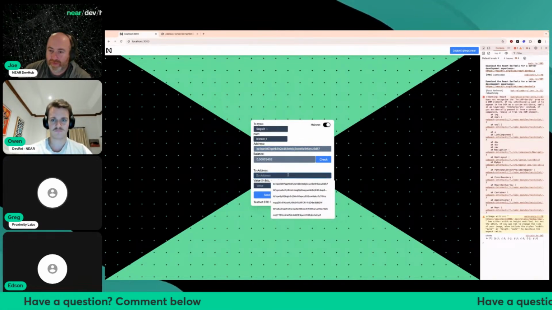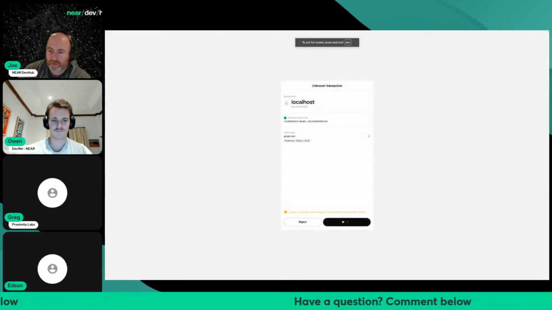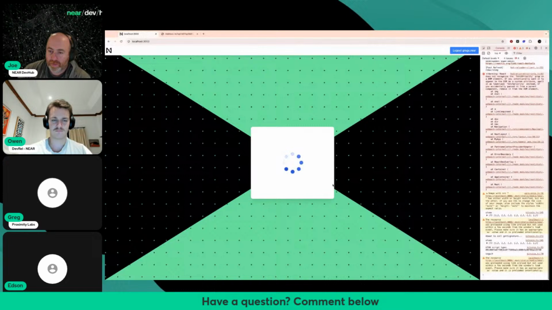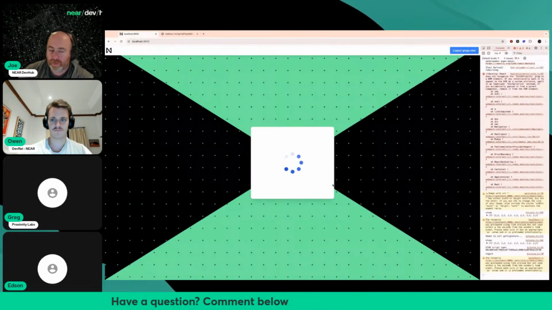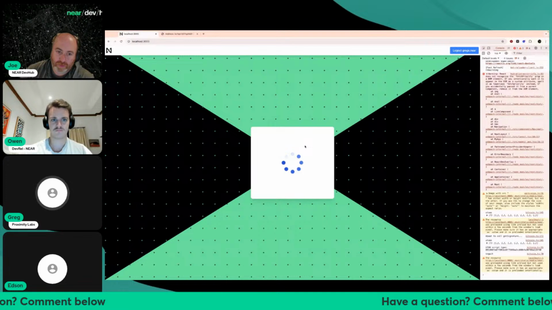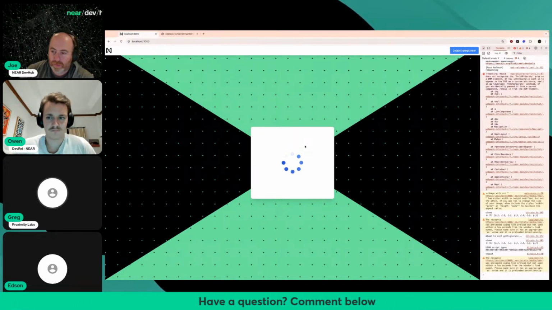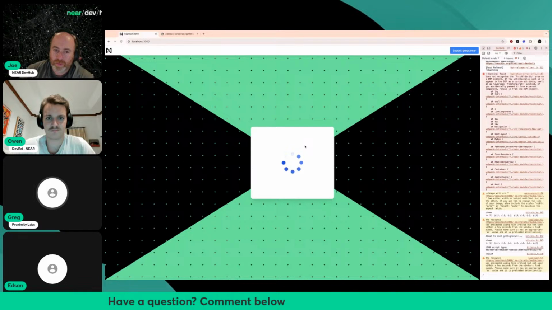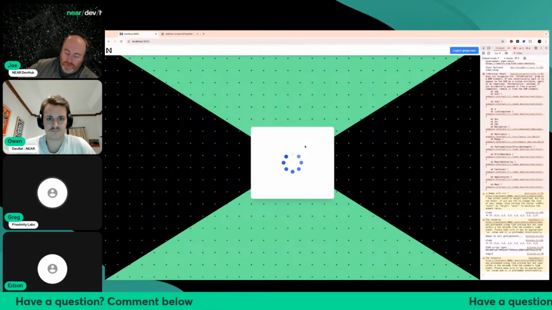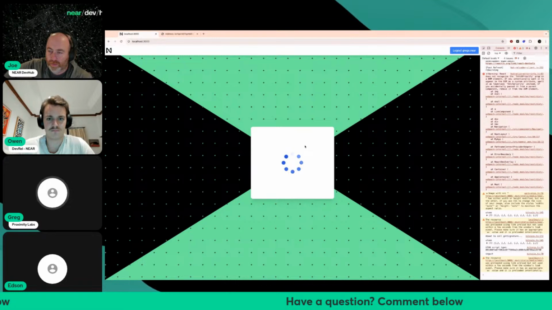Okay, so there's the, let's try this. Okay, this looks good. So it constructed the transaction. It got the signature back from the MPC using the NEAR wallet. It finalized the Bitcoin transaction, and now it is broadcasting it to the Bitcoin mainnet.